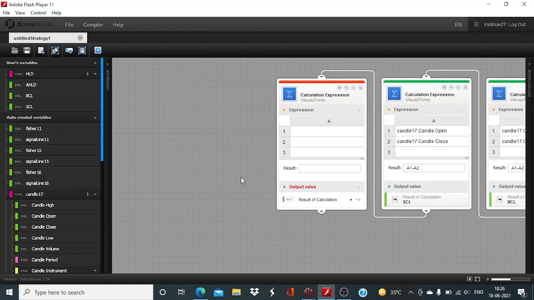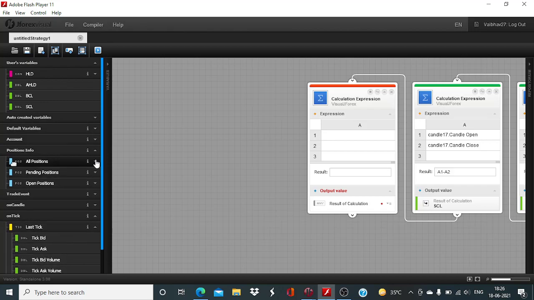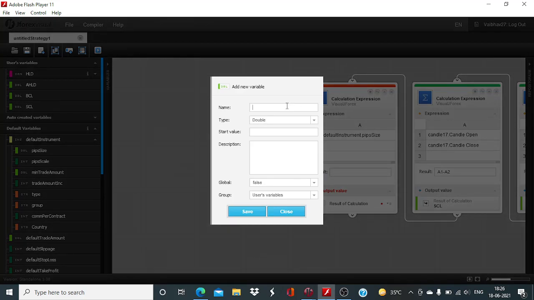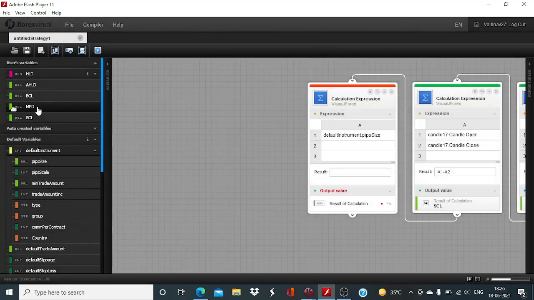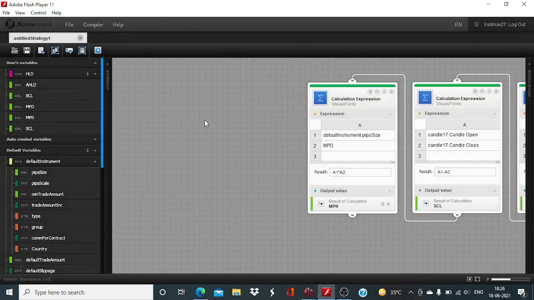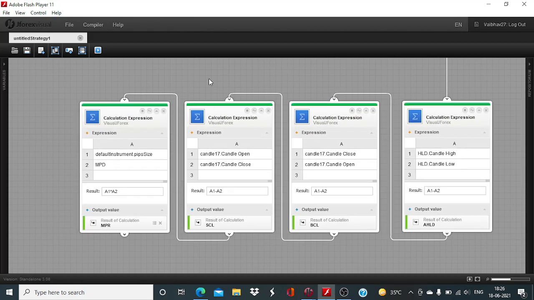And then comes the minimum requirement of 20 pips. For that, we are going to need default instrument pip size, create a new variable which is going to be named mpd, and result is going to be a1 into a2. Okay, so this calculation is also done.